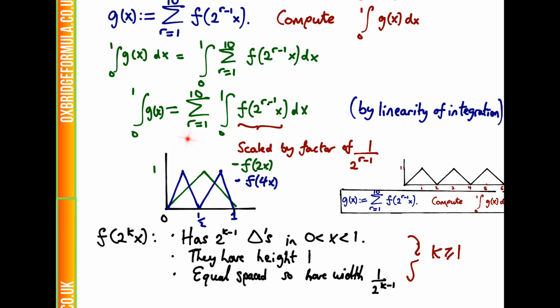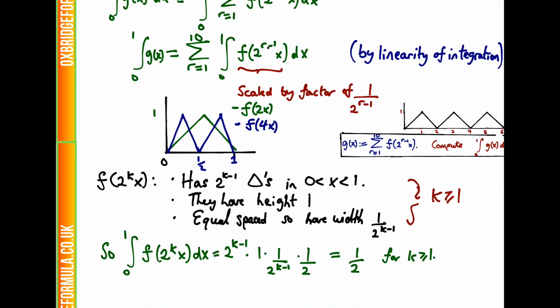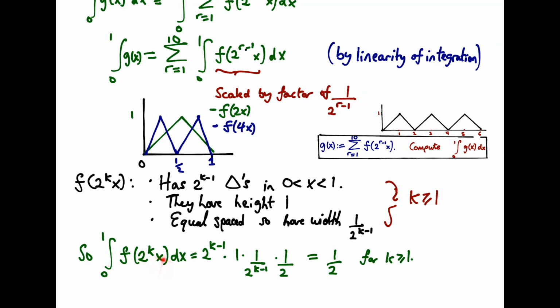So what is this integral then? This integral is precisely the area underneath the graph, so it'll be the area of these triangles. For k bigger than or equal to 1, the integral of f of 2 to the k x is precisely 2 to the k minus 1 triangles times the height times the width of each triangle, multiplied by a half, as this is the area of a triangle. You see these cancel out and we get a half, and this holds for all k bigger than or equal to 1. But what about k equal to 0?